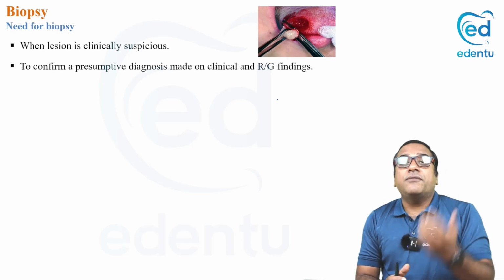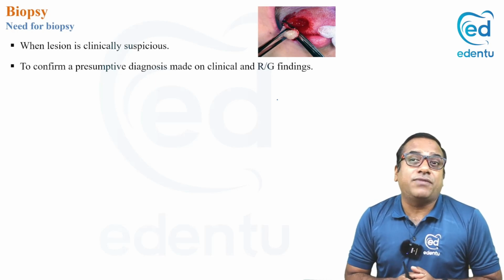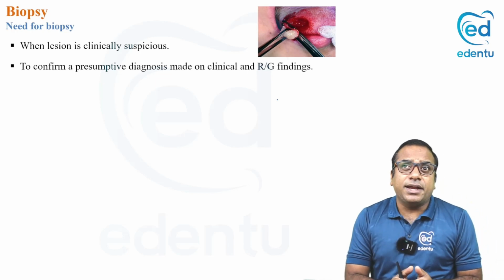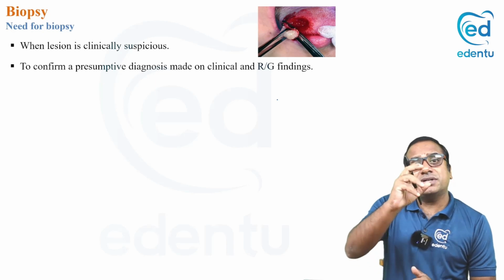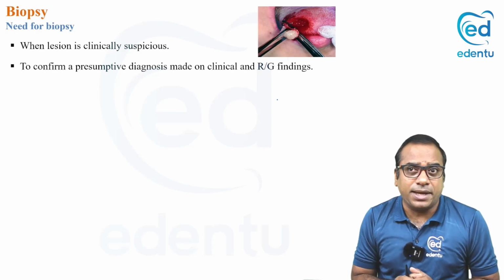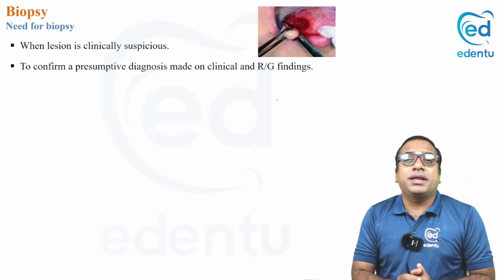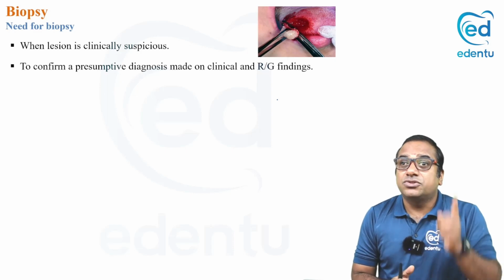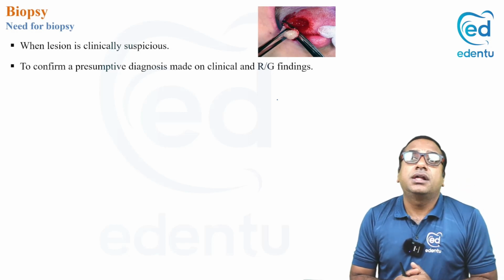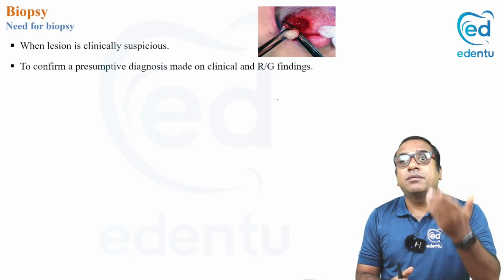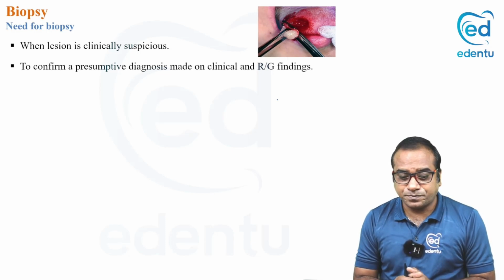The second one is to confirm a presumptive diagnosis made on clinical and radiological findings. You have clinical findings, the tissues are changing in color and texture, and radiology also tells that there is some bone loss happening. So, clinically and radiologically some changes are being noted. How to confirm it? The confirmation will be done by sending the tissue to the histopathology lab by doing a biopsy. With the biopsy, the confirmed report will come.